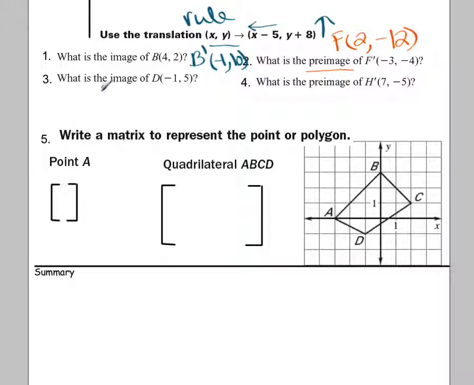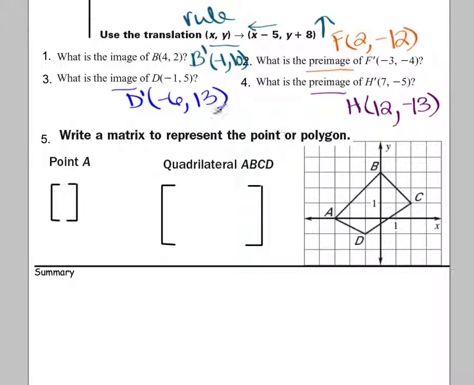For number 3, they want the image, they want the new one. D prime, just use the rule like normal. Negative 1 minus 5 is negative 6. 5 plus 8 would be 13. And then this is a pre-image one again. So the pre-image, going back in time. This is H prime, we want to go to H. It's at 7. We need to add 5 to go the opposite. So adding 5 to 7 is 12. And negative 5 minus the 8 is negative 13. And that would be the pre-image.